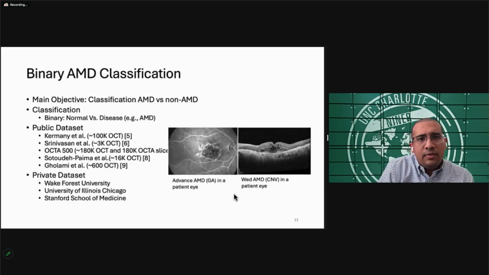Some examples of AMD patients we can see here: pathologies like this is advanced dry AMD, which is GA. You can see a tumor-like thing here. And there's also wet AMD, where there's a fluid accumulation in the patient's eye.